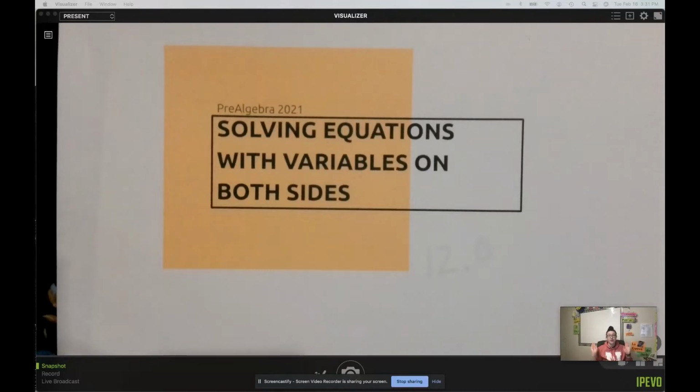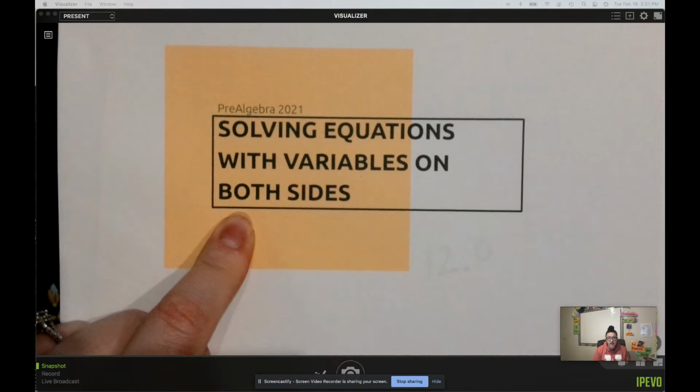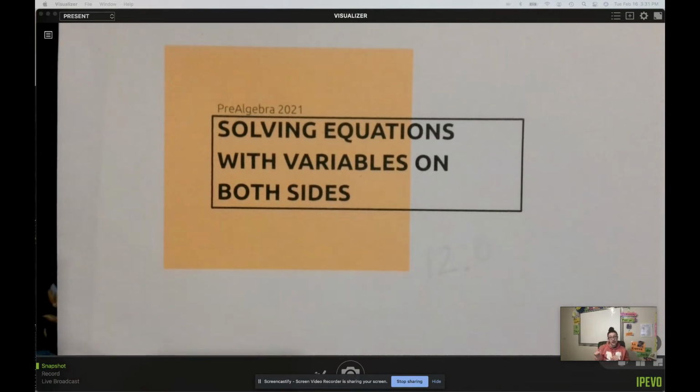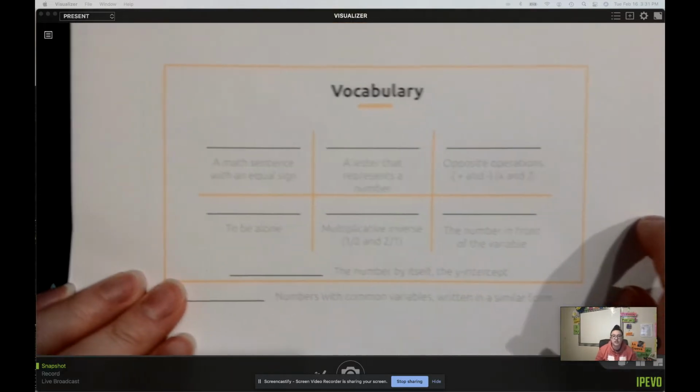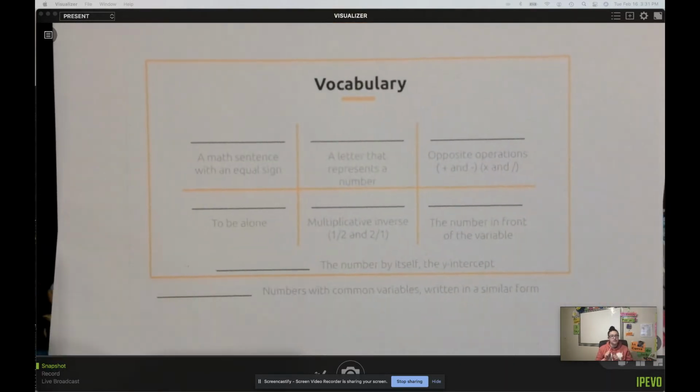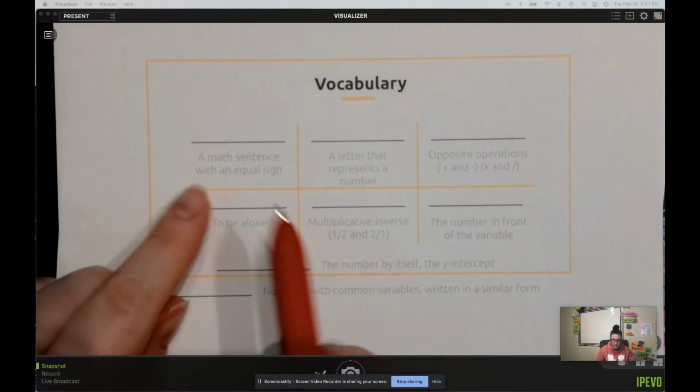All right, so this set of notes is solving equations with variables on both sides. Before, we only had x on the left, or we only had x on the right. Now it's going to be on both sides. So we're going to step things up just a little bit more. So first, we have a lot of the same vocabulary, but there's a few things that are different.